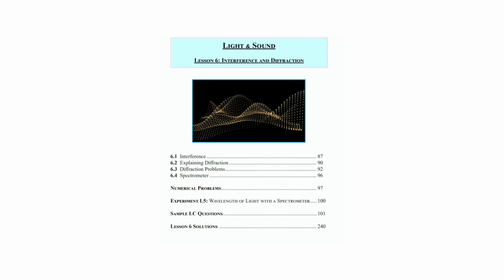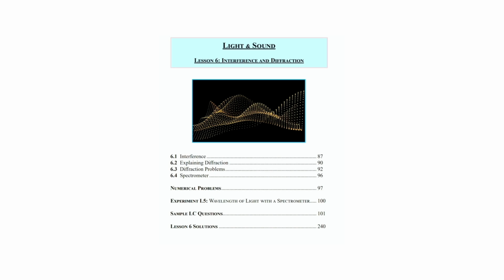So welcome to lesson number 6 from Light and Sound, where we're going to continue talking about interference and diffraction. Now we're on to the last part of this, which is part 4. It's all about the spectrometer. This is a very, very short lesson.